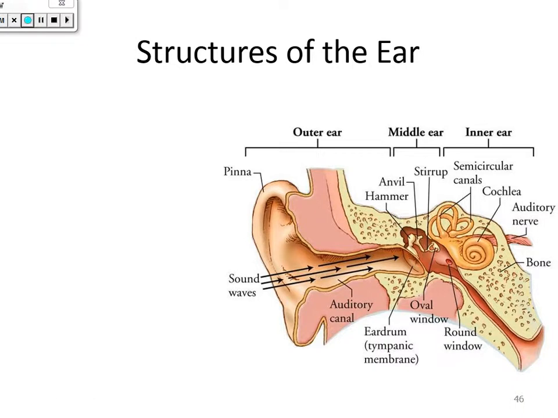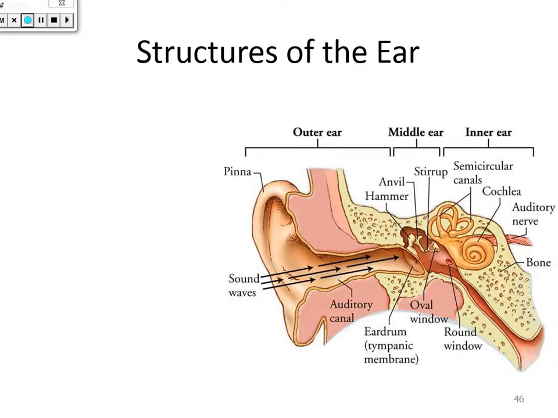There's a test, I don't know if it's your exam this time or your final exam, but it literally asks you, what are the three smallest bones in your body? You're going to answer the hammer, the anvil, and the stirrup. They are the three smallest bones in your body, and they vibrate.